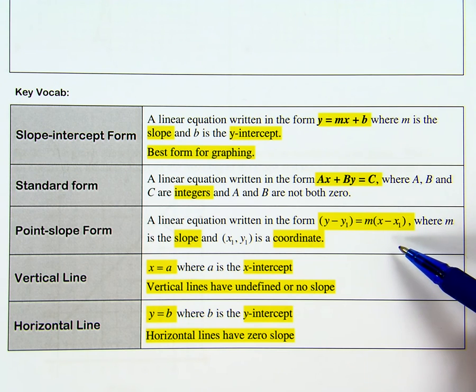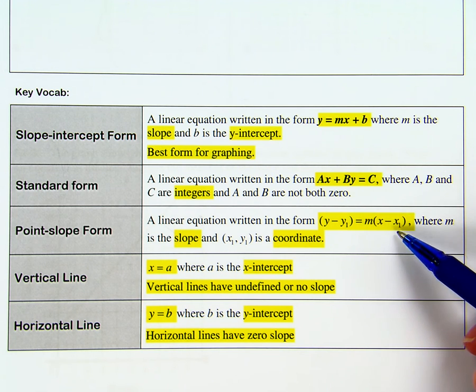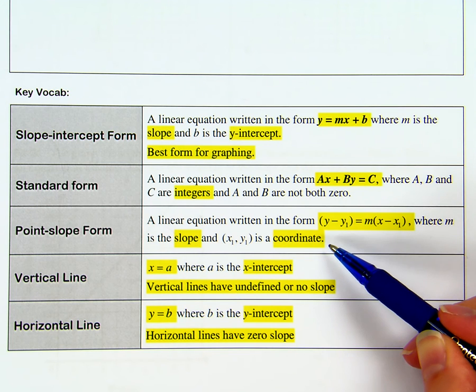The next form is the point-slope form. y - y1 = m(x - x1), where m is once again our slope, and (x1, y1) is a coordinate. It is a point on our line.